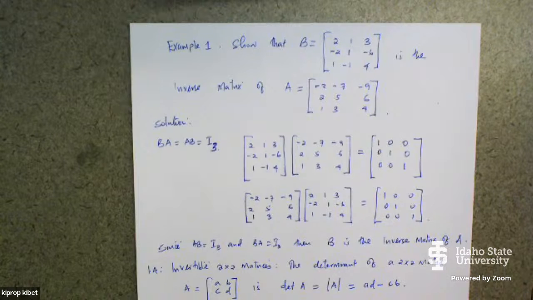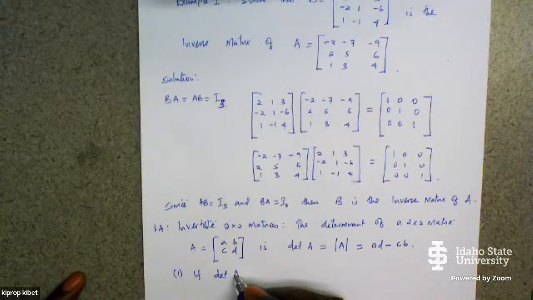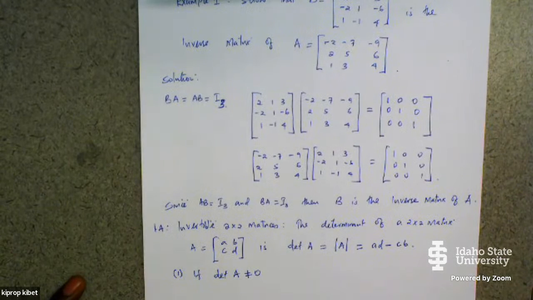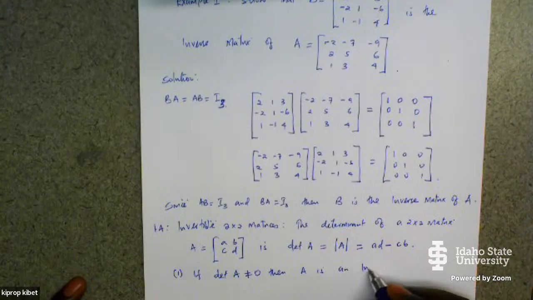Now the inverse of A: number one, if the determinant of A is not equal to 0, then A is an invertible matrix.